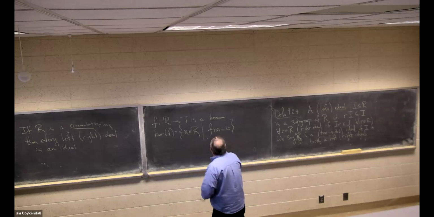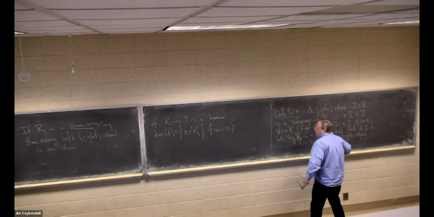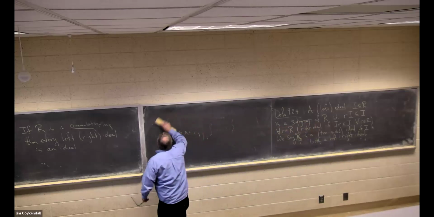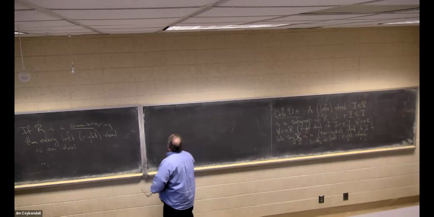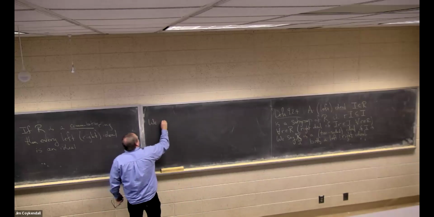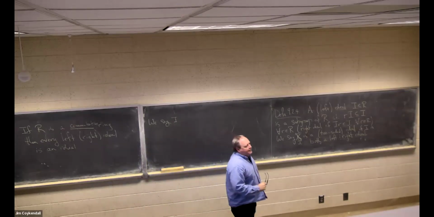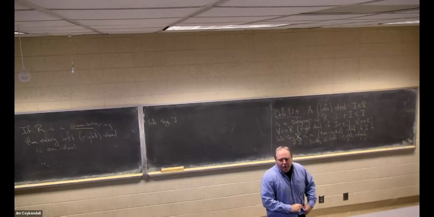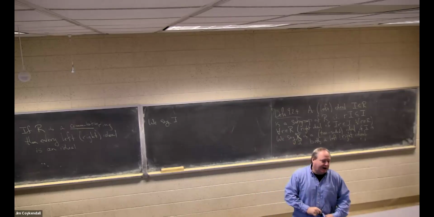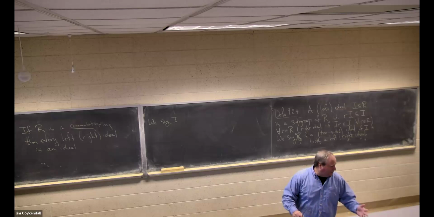Let me give you one last bit of terminology. First of all, let me ask you this. Any ring automatically has two two-sided ideals. Do you know what they are? Probably the zero. The zero ideal is always two-sided, since anything times zero is zero. And of course, the whole ring is also an ideal.